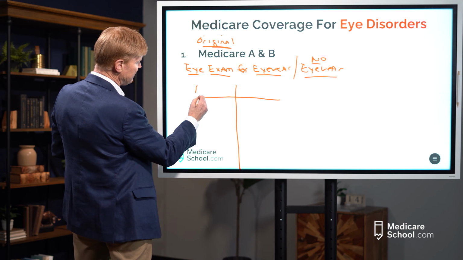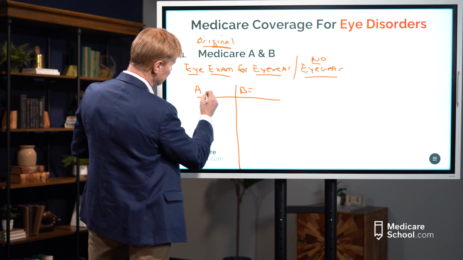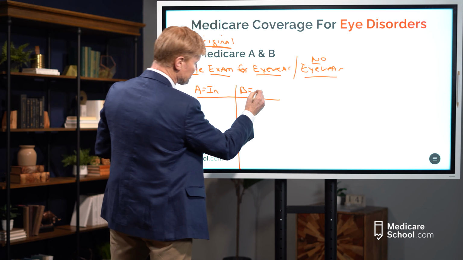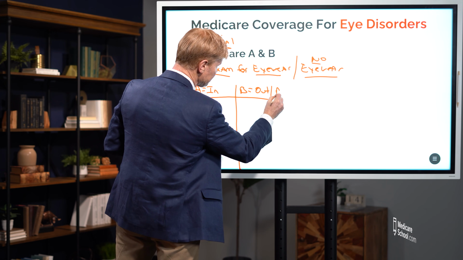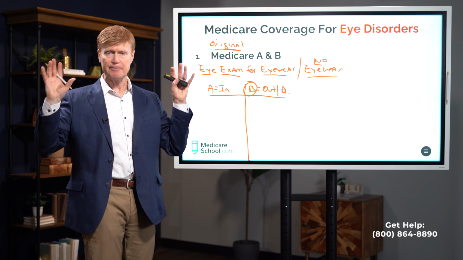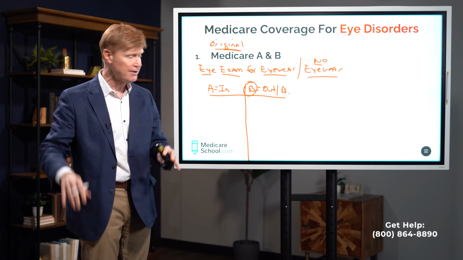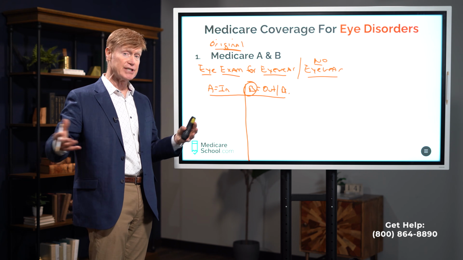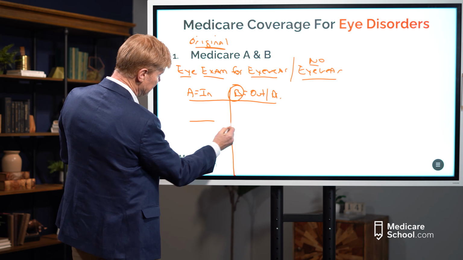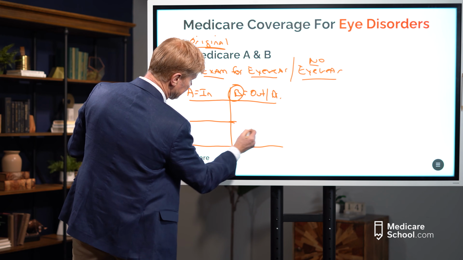What we have is we have A and we have B. Okay, A is the inpatient side, which is hospital and skilled nursing. B is going to be all the outpatient side as well as doctor. Now, most of your eye things that we just talked about are going to be covered on the B side. But just so we're clear, if you did have to have some coverage on the A side, meaning you're in the hospital, what's going to happen is this. We have 3 gaps in Medicare A and B.